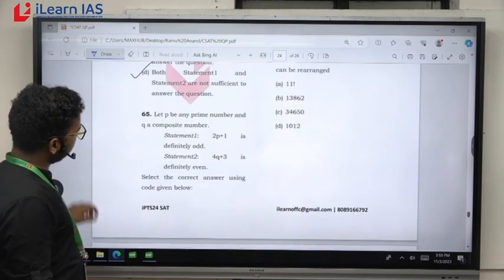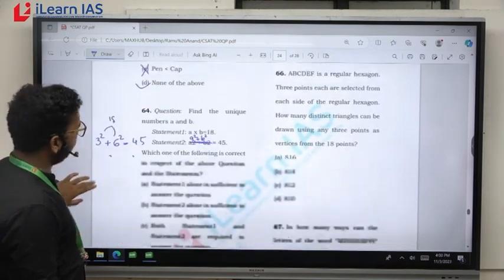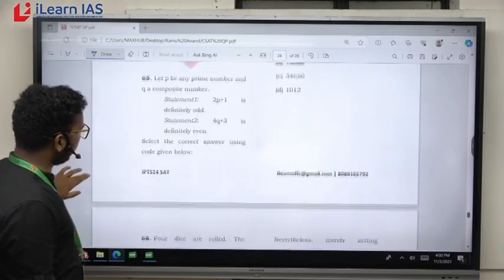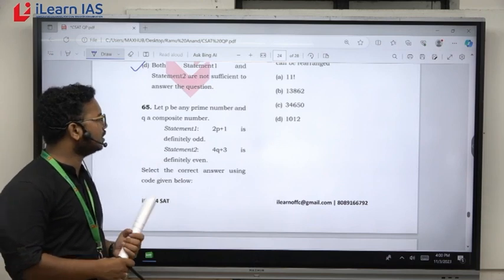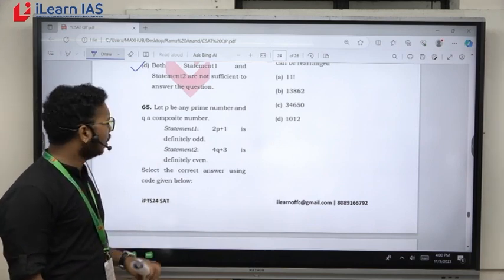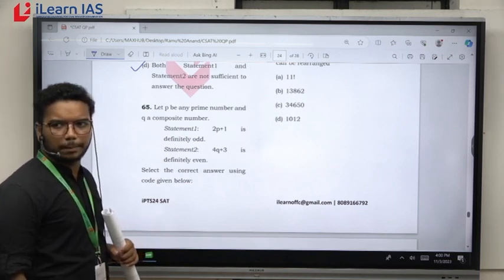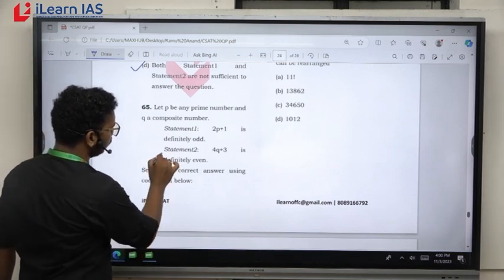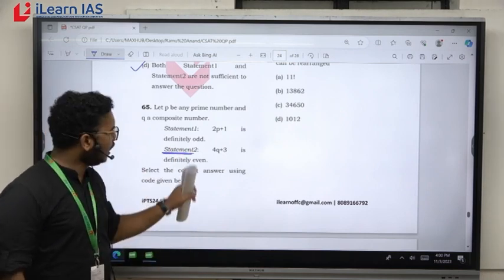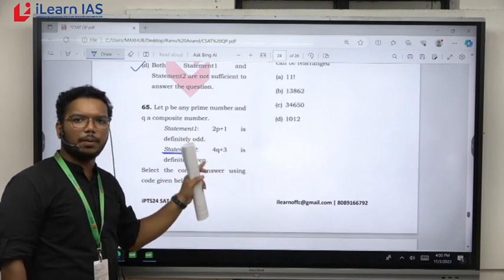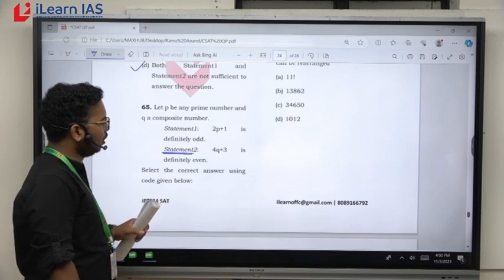Next. Options endana? 1 is correct, 2 is correct, both are correct, both are not correct. Let P be any prime number and Q is a composite number. Okay? Let's take statement 2. Let's take any value of Q multiplied by 4 plus 3.